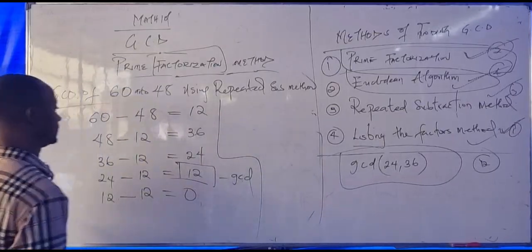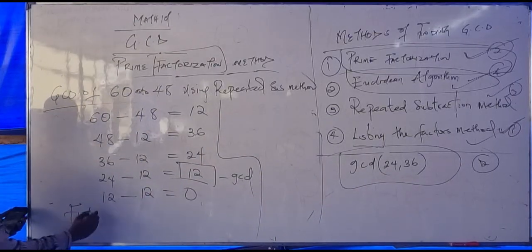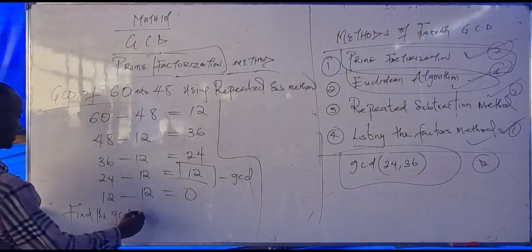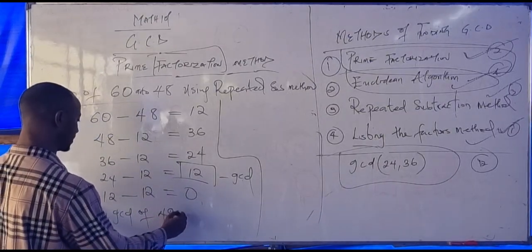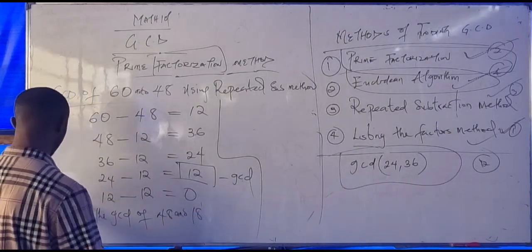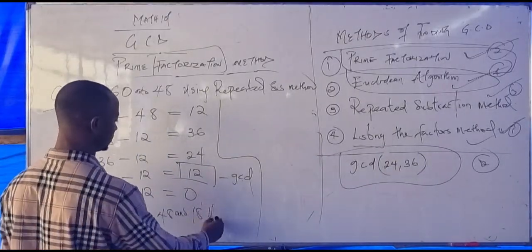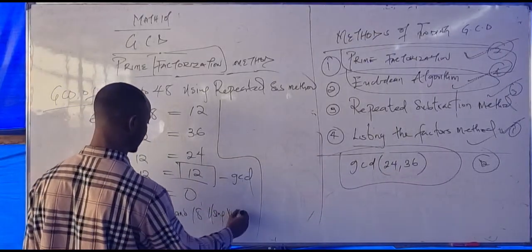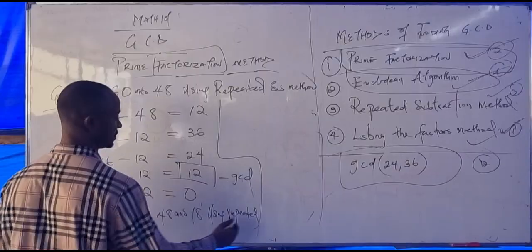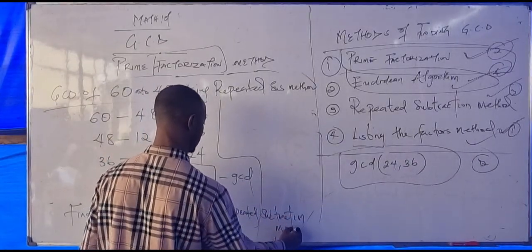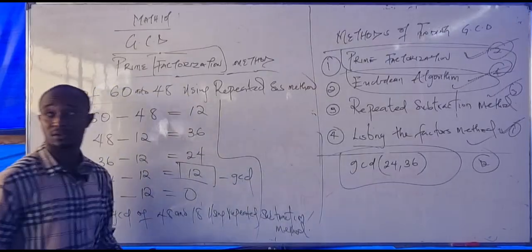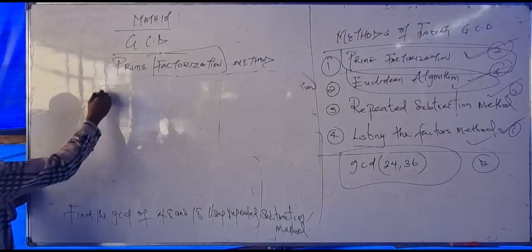Find the GCD of 48 and 18 using repeated subtraction method. Let's solve it together.